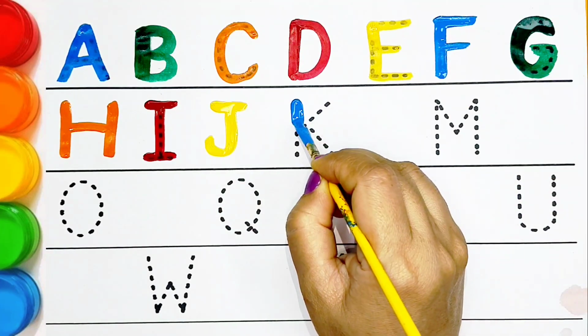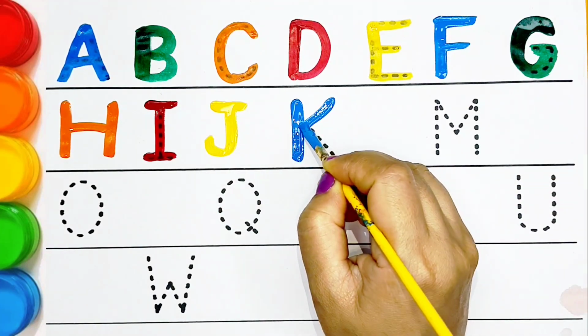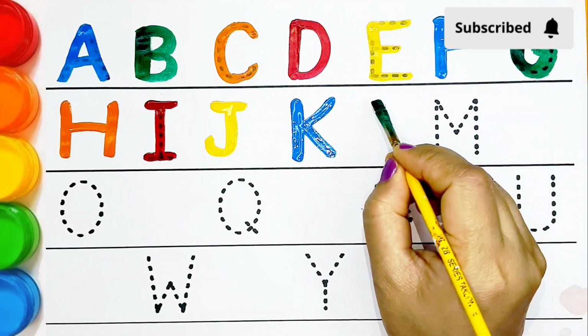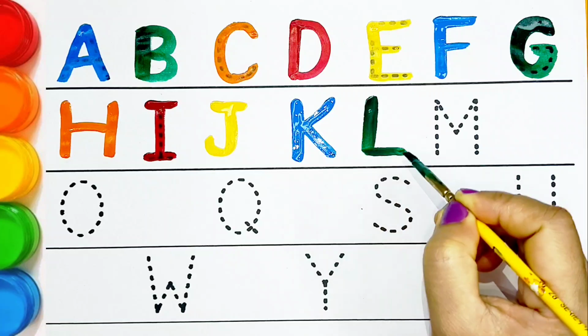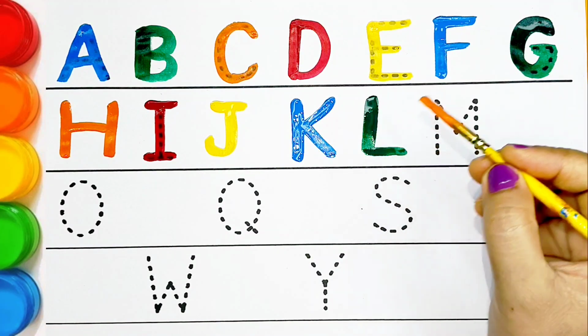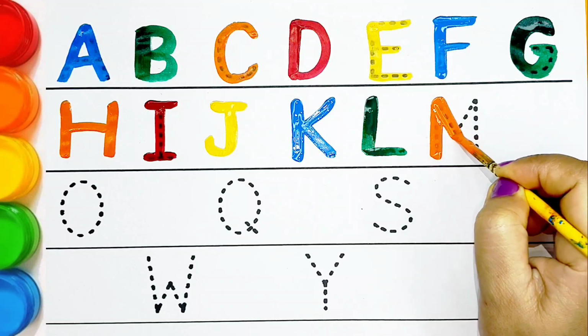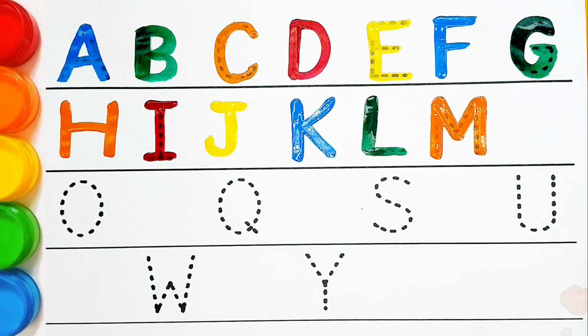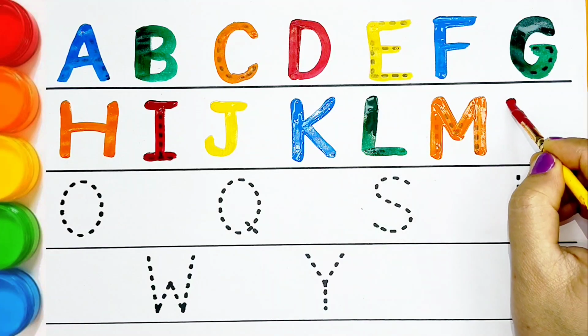Sky blue color. K. K for kite. Dark green color. L. L for lemon. Orange color. M. M for monkey. Red color.